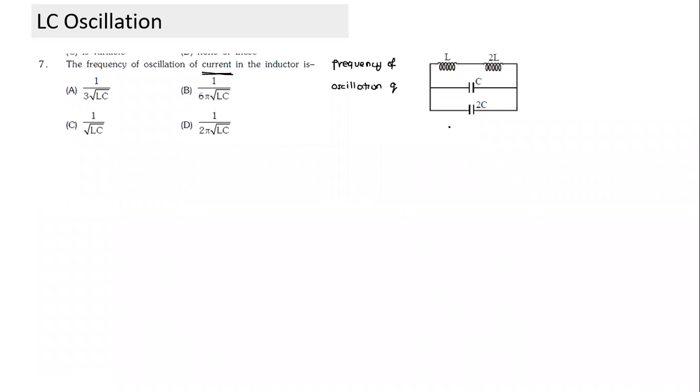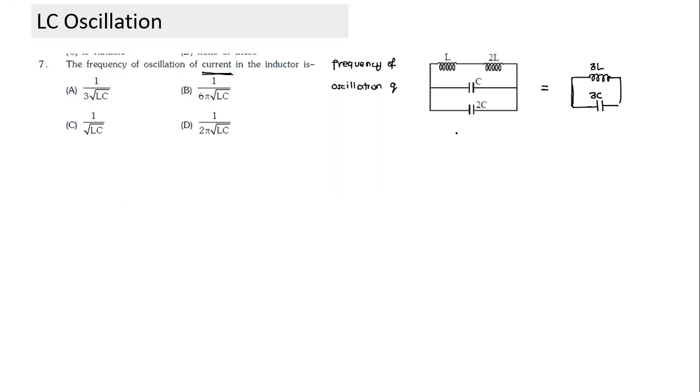So in this case, what we need to do is reduce this circuit to a simpler one by taking equivalent values. We can reduce it to an equivalent LC circuit. These two inductors are connected in series, so, like the resistance formula, it becomes equal to 3L, and the capacitors are connected in parallel, so this becomes equal to 3C. So this circuit is equivalent to this.